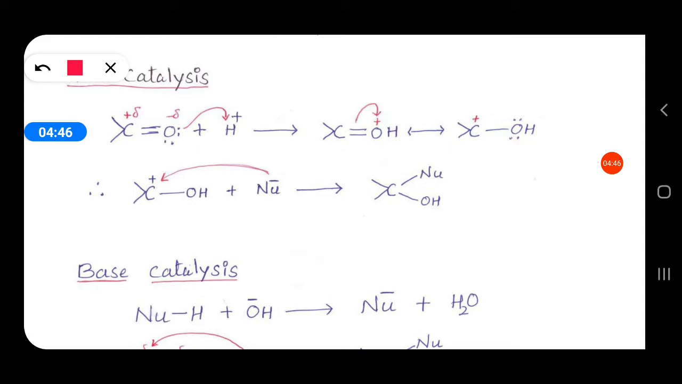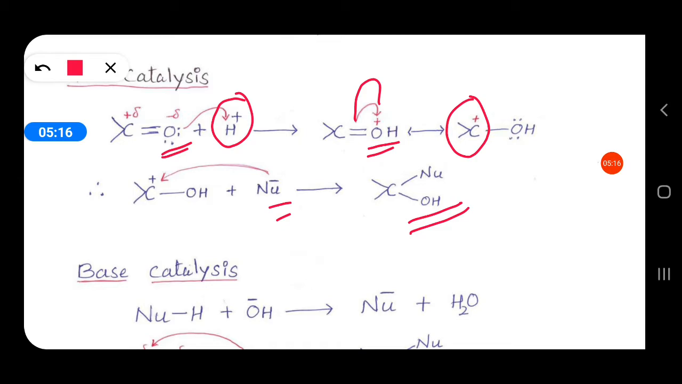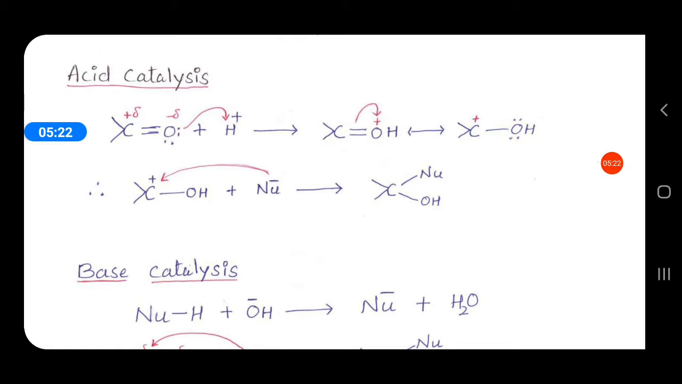See, first the proton released from the acid is attacked by the carbonyl oxygen, so it becomes OH. For this attack, oxygen uses its lone pair of electrons, so it gets a positive charge. When the pi electrons are shifted onto oxygen, carbon gets a positive charge. So a nucleophile will attack the carbon and give the nucleophilic addition product. This is how nucleophilic addition takes place in acidic medium.